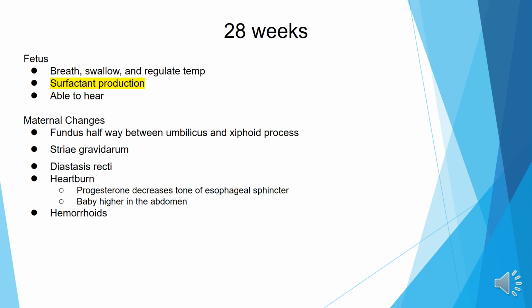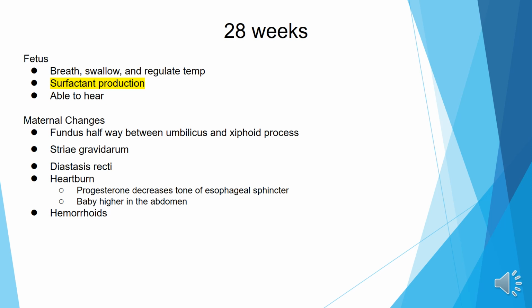If we have somebody who's at risk for delivering preterm, we want to get them to that 28 weeks, so at least there's some surfactant being produced at that time. Better outcomes are associated with babies beyond 28 weeks. They're able to hear in utero, so you can start talking to your belly a little bit more.